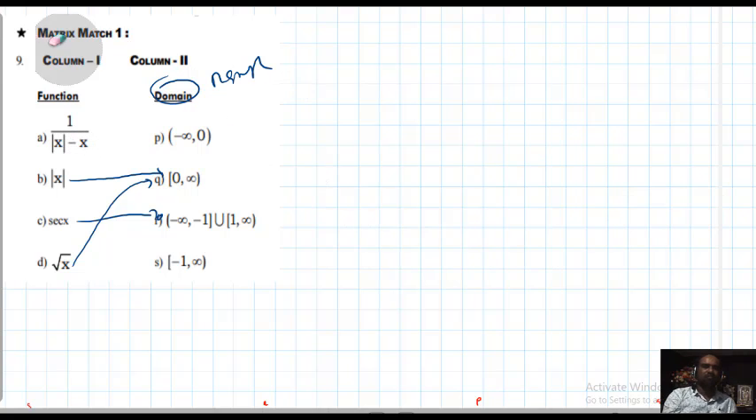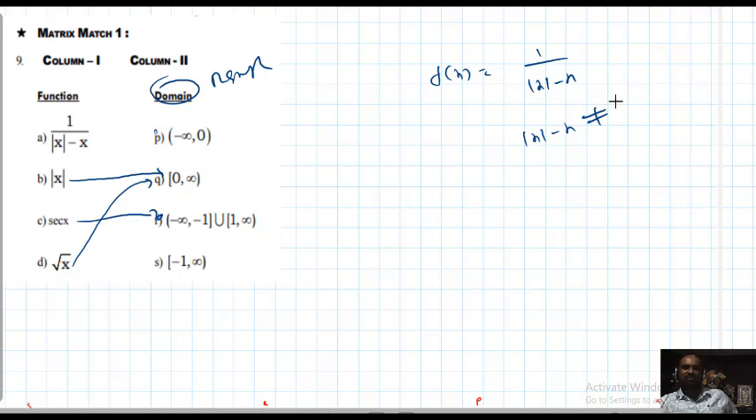I changed it. Okay, so the first one, the range should be found for f of x equals 1 by (mod x minus x). First of all, I want to find the domain, after that I can find the range. We already found the domain: x less than 0. Again, I will explain to you that modulus of x minus x should not be 0, modulus of x should not be equal to x. Find what values of x make that happen, those values should be removed from R. What we get is the domain.